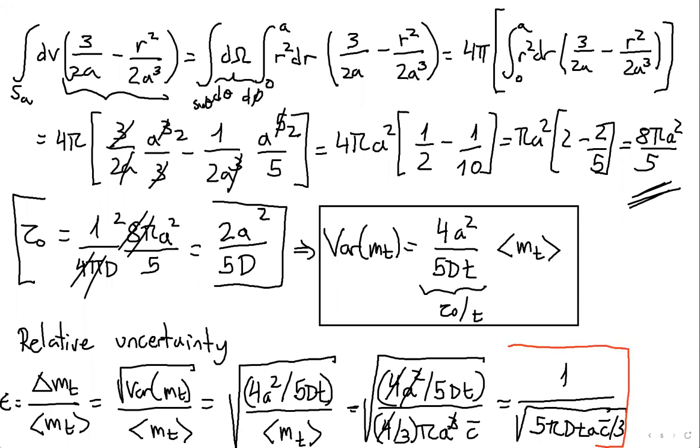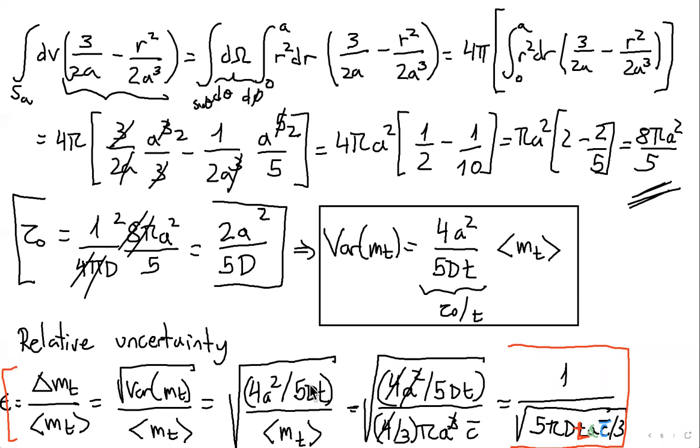This is the relative uncertainty in terms of the time we measure, how long the cell is measuring and integrating the concentration, the size, which is the region in which the cell is measuring the concentration, and the real concentration, which is this C bar. So this is a good estimate of the time we need to measure a given concentration with a given accuracy.